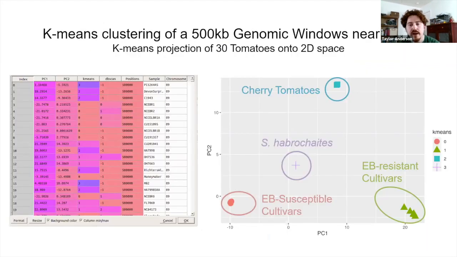Now, another way to find regions of high sequence similarity is to window the genome and then to use a clustering algorithm to intelligently group the resulting haplotypes. Here you can see an example where I've projected 30 tomatoes from 4 different clades onto a 2-dimensional PCA space for a single genomic window near the EB9 QTL. Then I used the k-means algorithm to cluster the samples and found that it perfectly separated the early blight resistant and susceptible large fruited cultivars from each other, from 2 cherry tomato types, and from the wild species Solanum habrochaites.